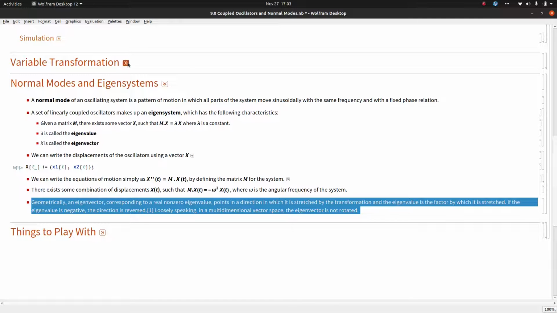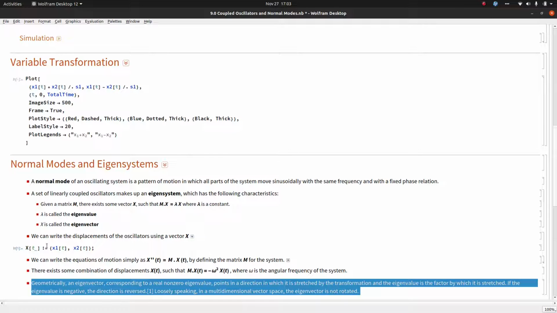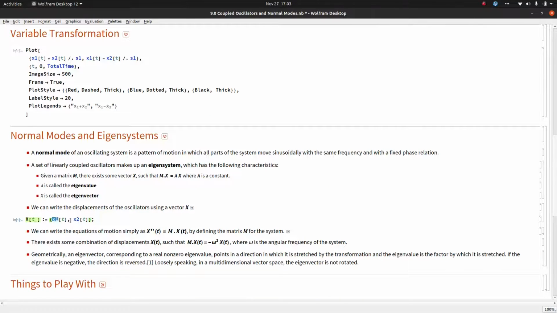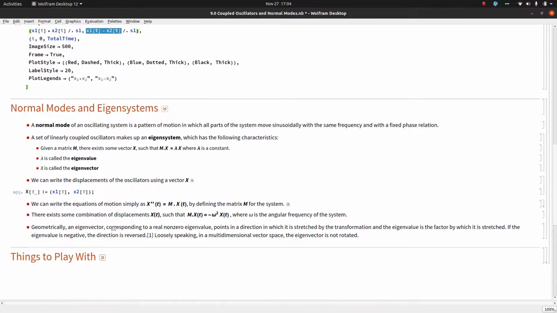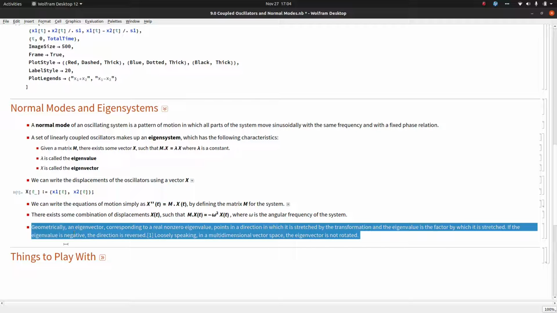I'll point out that all we're really doing here is a variable transformation. So we're going from a vector that has two components, where the first component is x1 and the second component is x2, to a version where we get a mode where our two components of the x vector are x1 plus x2, and then the second component is x1 minus x2. Now, geometrically, this just corresponds to, it's almost like rotating your eigenvector in space.